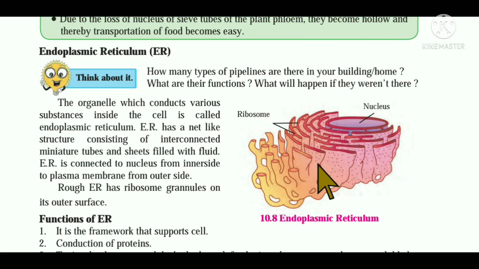There are two types of endoplasmic reticulum. Some are known as smooth endoplasmic reticulum, and some are known as rough endoplasmic reticulum, on the basis of the presence or absence of ribosomes on the outer surface of the endoplasmic reticulum.